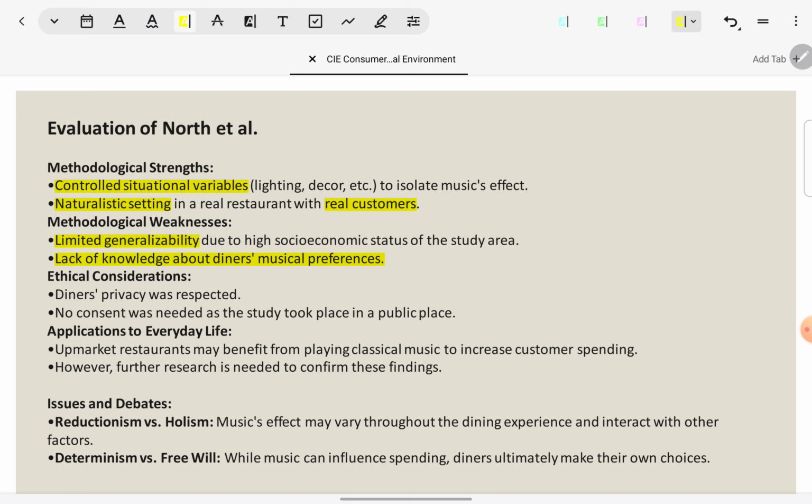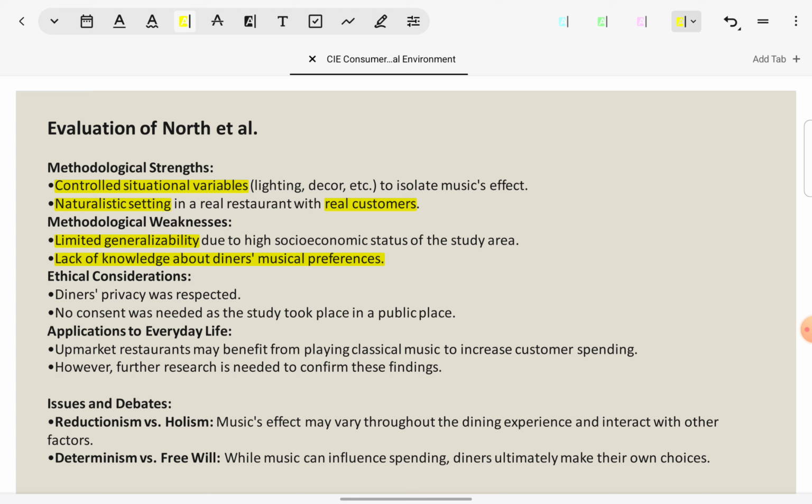Also, there is lack of knowledge about diners' musical preferences. They did control some of the situational variables, but when it comes to participant variables, because they could not randomly allocate people, neither could they match them. It was a field experiment.